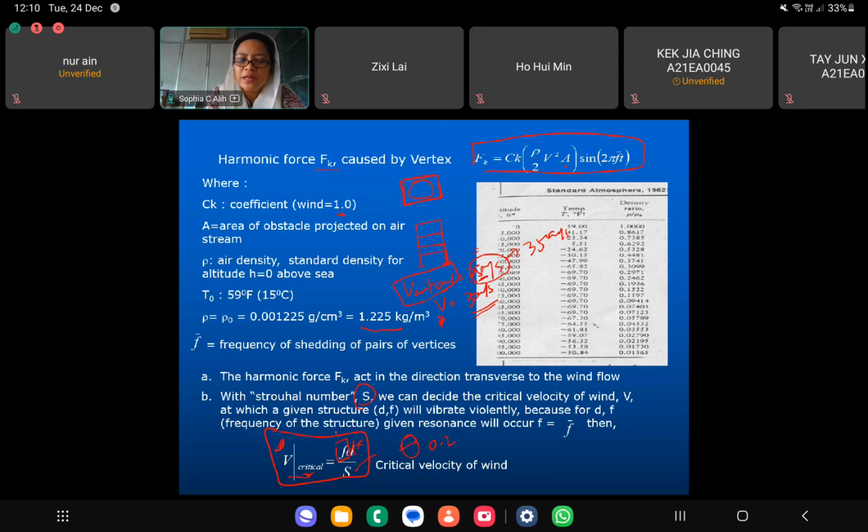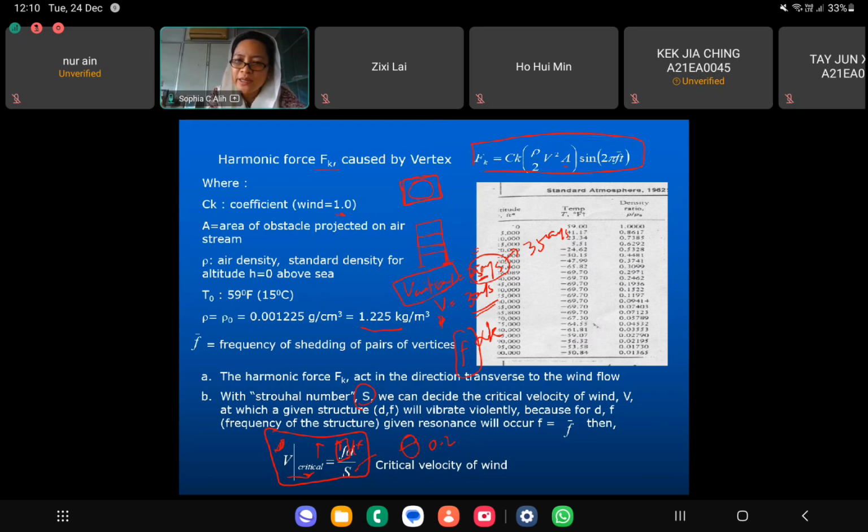I can check on the last one. The last parameter is the frequency. So how can I change the frequency of my structure? If I want to increase my critical velocity, I need to increase this frequency, right? Because when frequency increases, V critical increases. So how can I increase the frequency? I can increase my stiffness, because frequency is proportional to my stiffness.